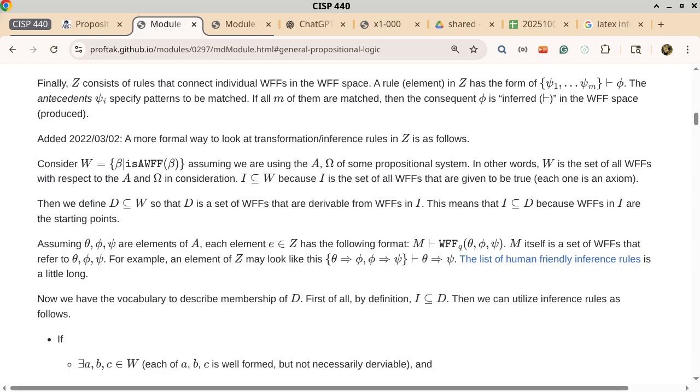Are we good so far? All right. There is a dependency of what can be in W based on what is in alpha and also what is omega. I think that is probably the plainest way to explain this. Are we getting that concept?